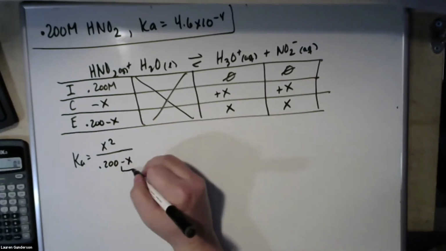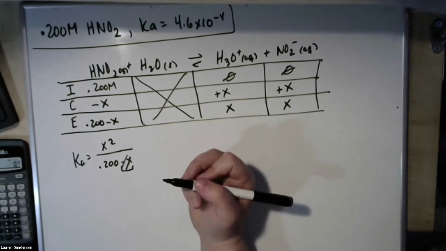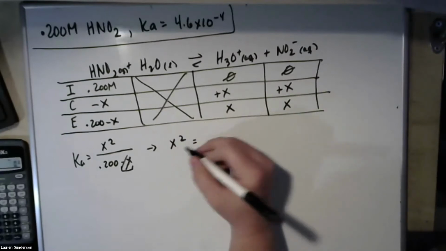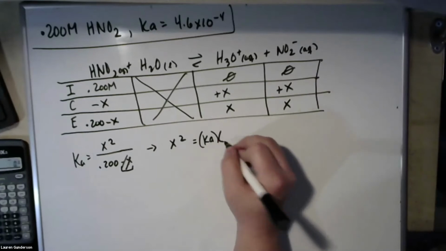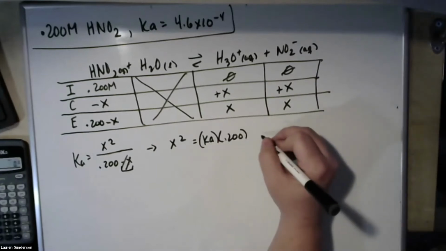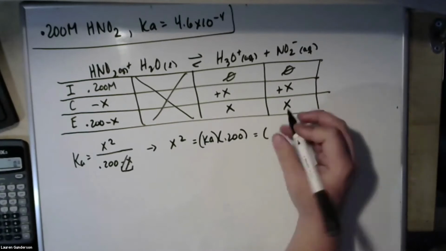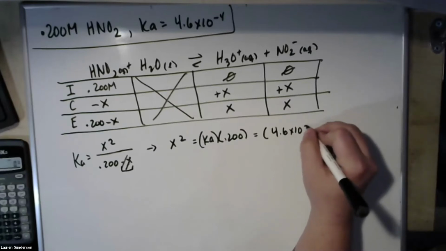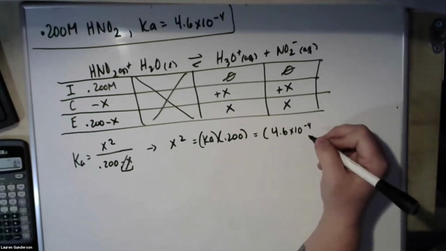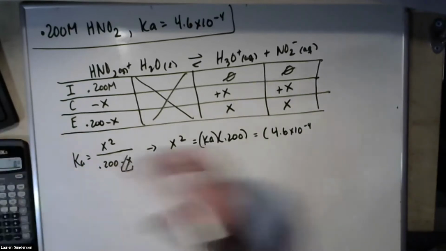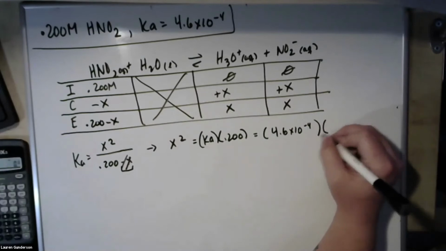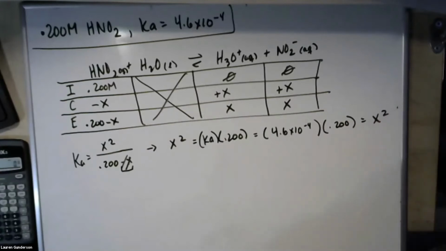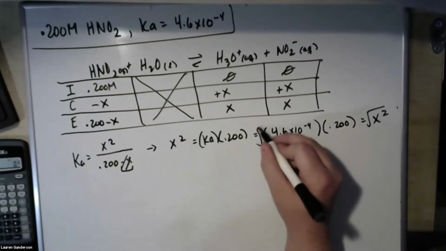All right, and we're going to again try to approximate and get rid of that. Okay, so we see that to solve for x, we'll take the Ka value and we'll multiply it by 0.200. Okay, so 4.6 times 10 to the negative 4 times 0.200. Okay, and then we'll take the square root of these values to solve for x.